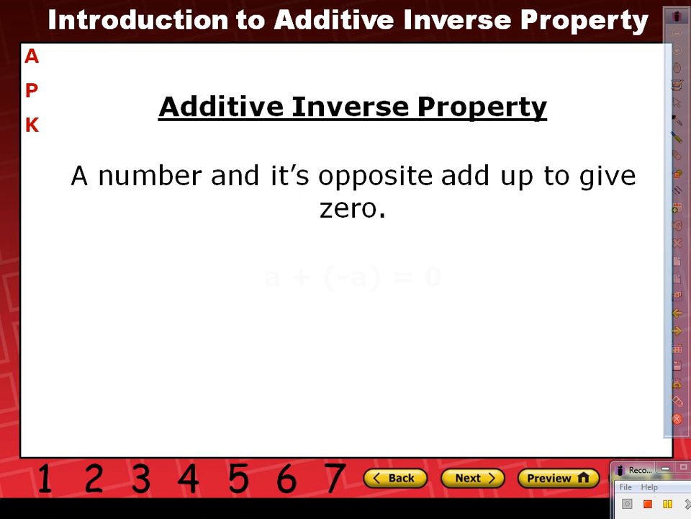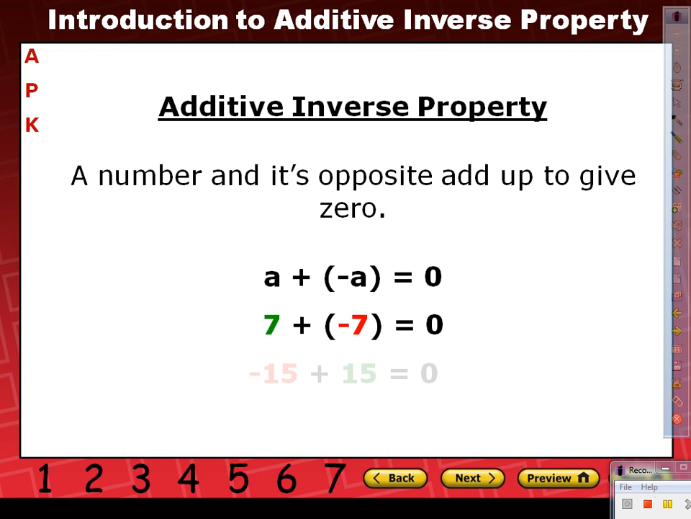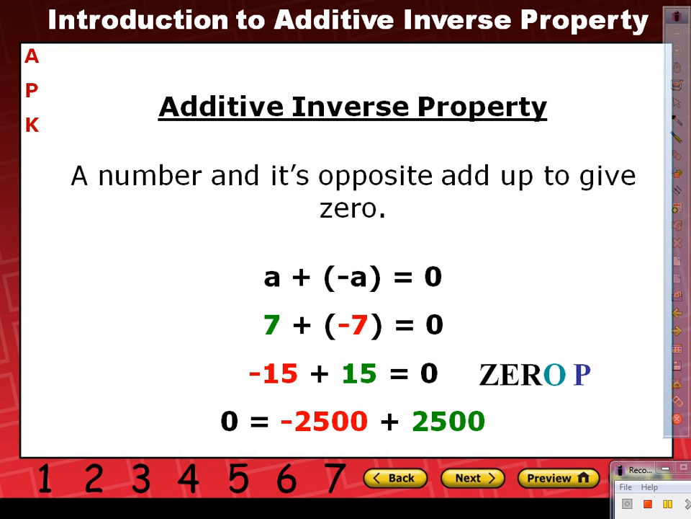And what does that look like with numbers? 7 plus negative 7 equal to 0. Negative 15 plus 15 equal to 0. And then how about negative 2500 and 2500? 0. And all that is the additive inverse property. But I said from now on, instead of calling it the additive inverse property, we're going to call those what? Zero pairs. Zero pairs. So we got that, right?